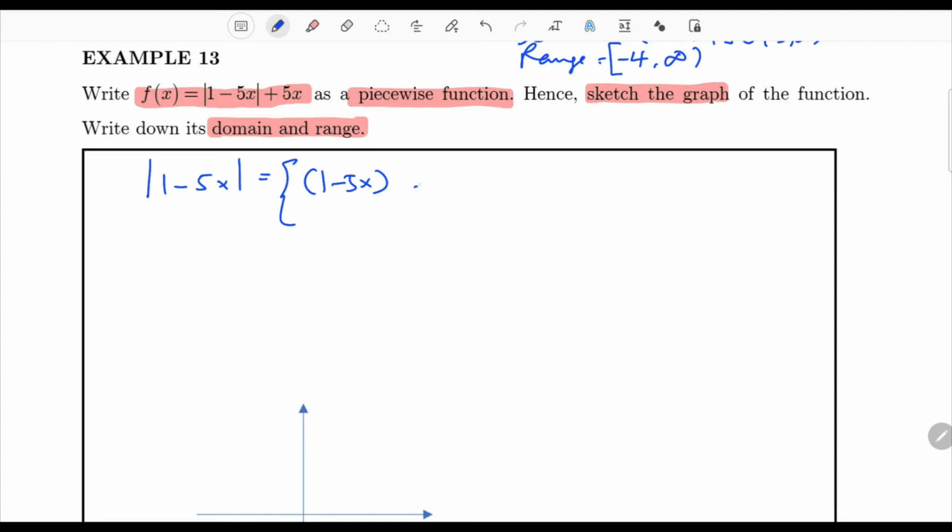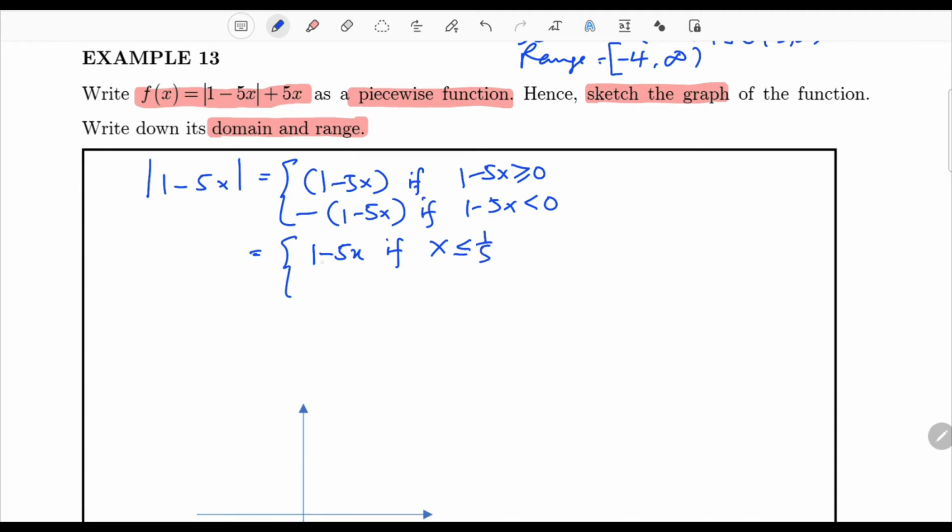that is when 1 minus 5x is greater than or equal to 0. And negative of 1 minus 5x, that is when 1 minus 5x is less than 0. So now solve it further. This is if x is less than or equal to 1 over 5. This will be 5x, so you multiply the negative inside, 5x minus 1, if x is greater than 1 over 5.